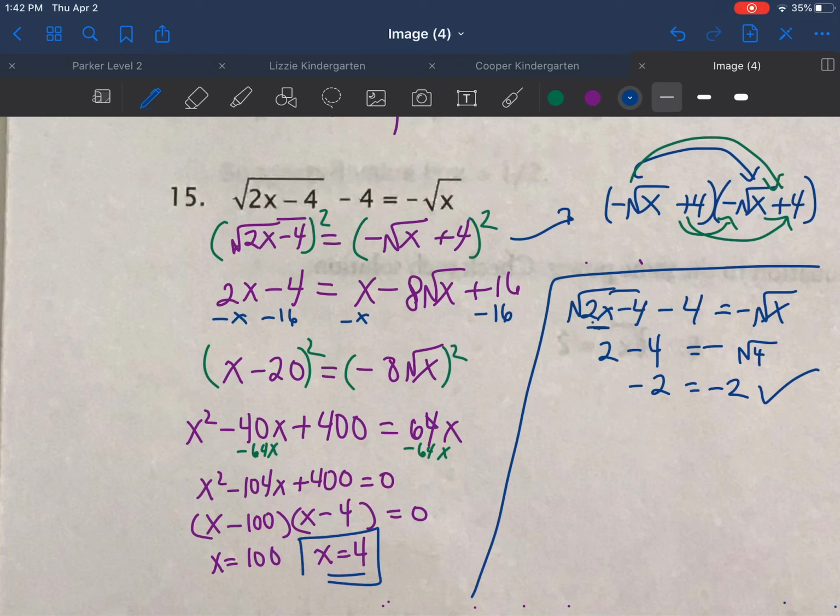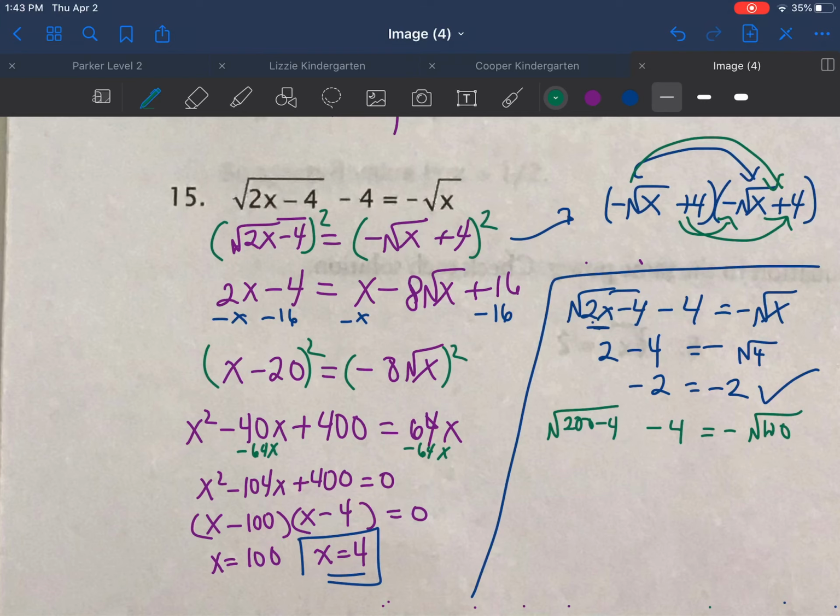This one we can box in. Everybody's happy. Now if we go in, and you can guess what's going to happen, and plug in 100. So that gives us the square root of 200 minus 4 equals negative square root of 100.